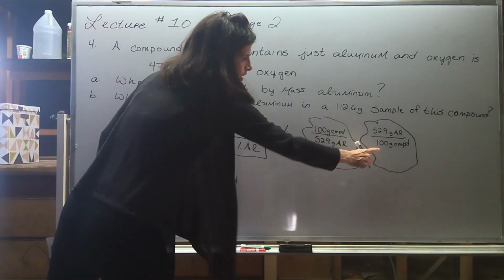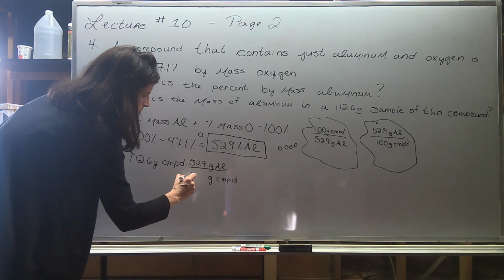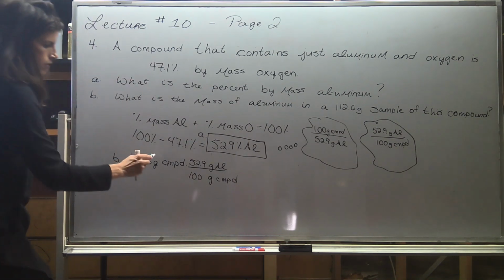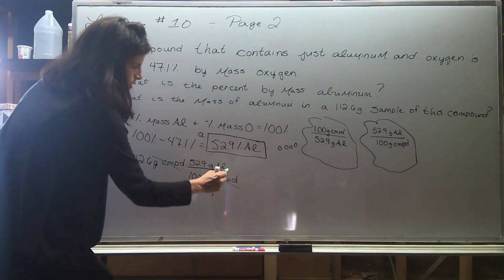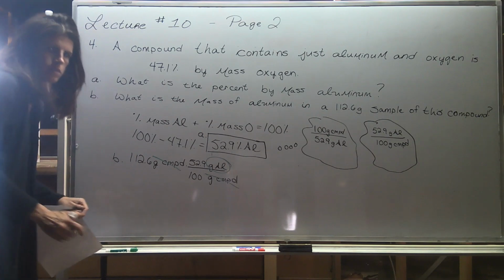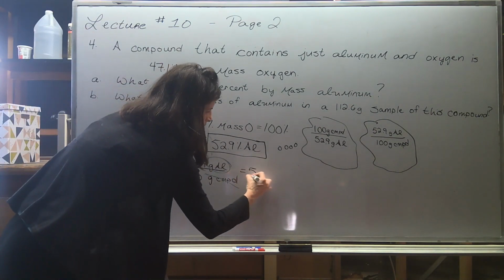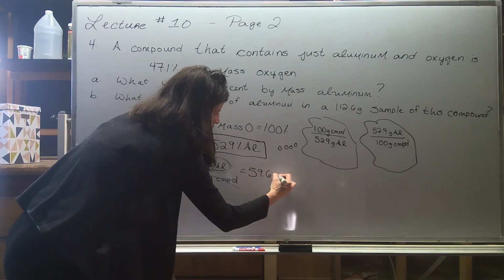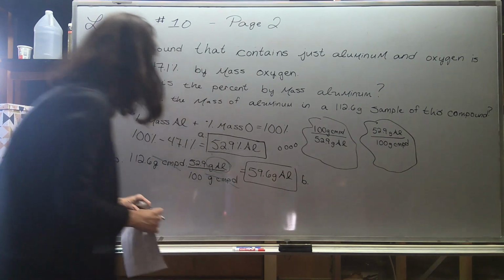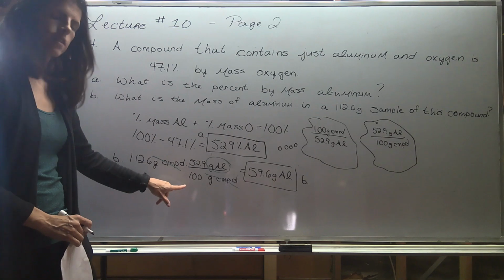Looks like this second conversion factor fits better. So 52.9 grams of aluminum for 100 grams of compound. Now, as you can see, grams of compound cancel grams of compound, and then we're just left with grams of aluminum, which is perfect because that's what they asked us for. So 59.6 grams of aluminum. That would be my answer to part B. I got that by doing 112.6 times 52.9 divided by 100.